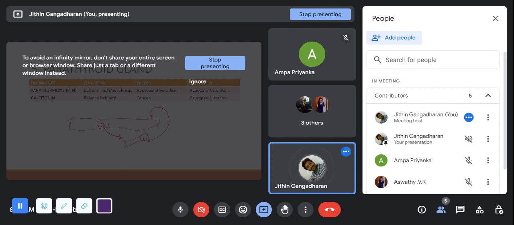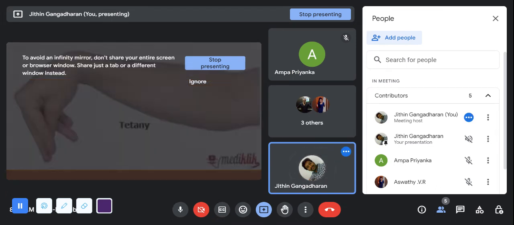Now, excessive parathormone will lead to hyperparathyroidism, and deficiency will lead to hypoparathyroidism. When calcitonin is decreased, it leads to hypocalcemia, right? Which leads to tetany and osteopenia. When it is in excess, it leads to bone cancer. So that is about the parathyroid gland. Two hormones, parathormone as well as calcitonin.